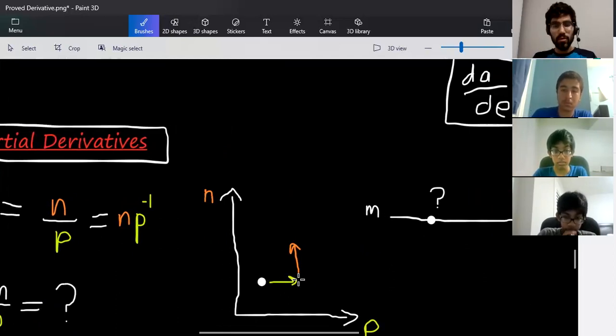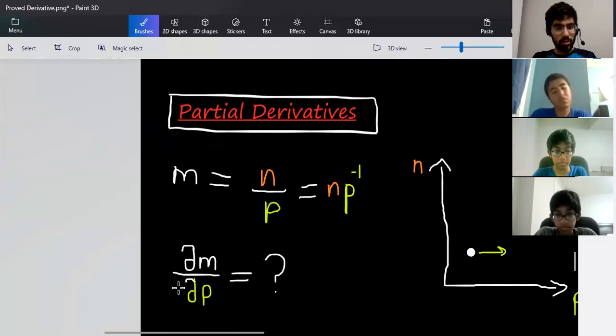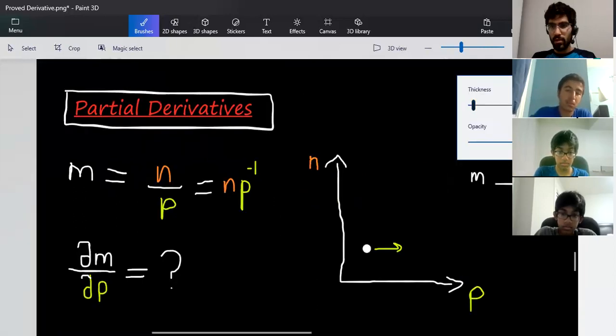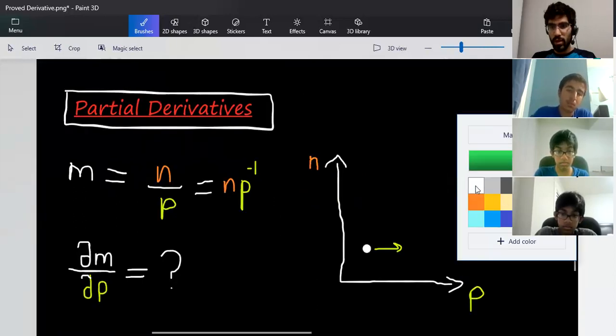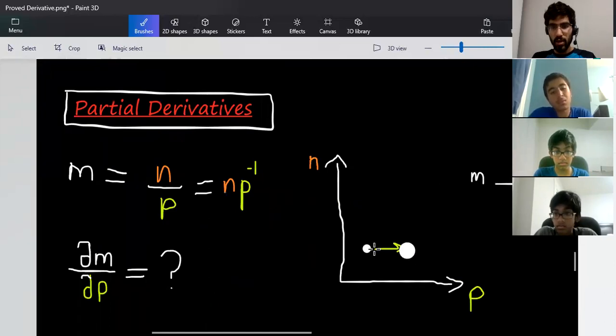We don't have to move both. So let's say we just move p. In this case, we're trying to figure out partial m by partial p. Again, that means tiny change in p and tiny change in m. So we can be like, okay, tiny change just in p, and now we have a new value, but n hasn't changed. Yeah?